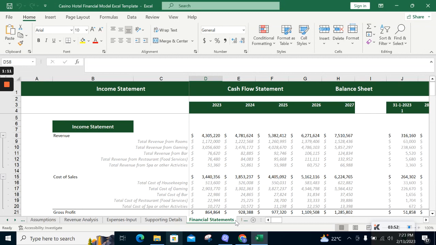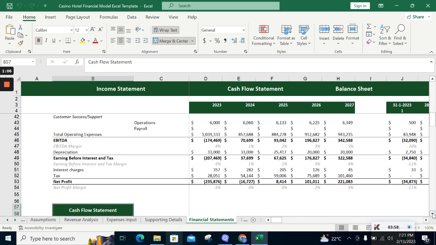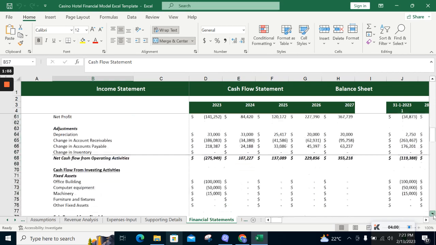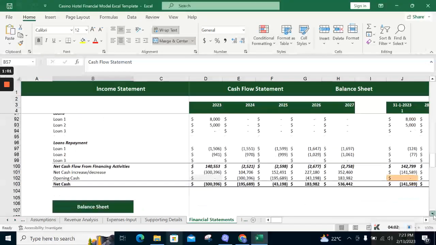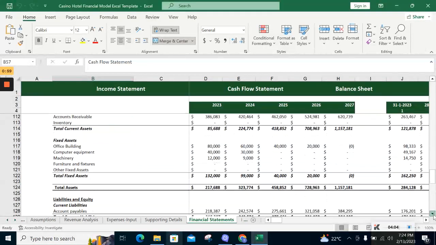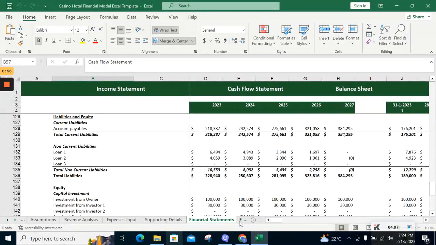Moving on to the financial statements. So the financial statements contain the income statement. The income statement estimates the profitability of the company. The cash flow statement estimates the cash you will generate from operating, investing, and financing activities, and the balance sheet evaluates the position of the company.